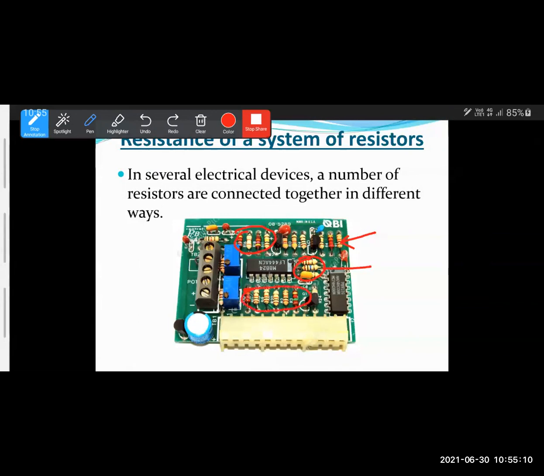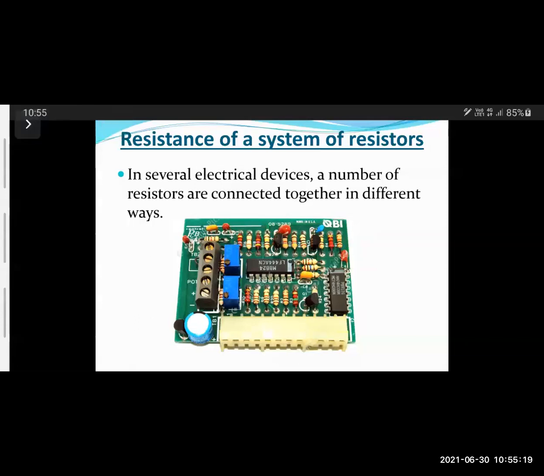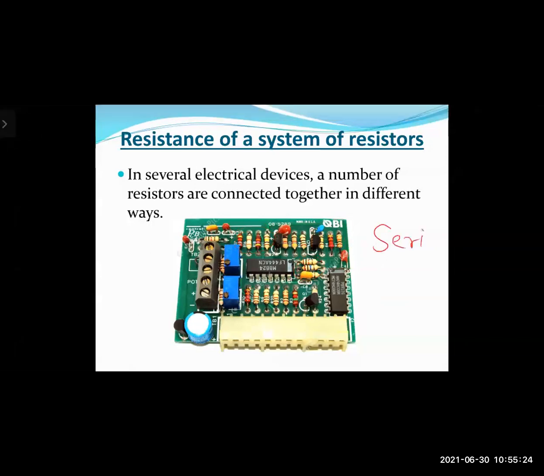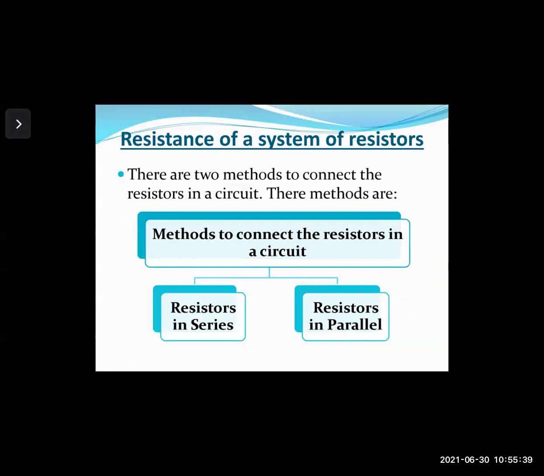So depending upon the requirement of the circuit, you can have various numbers of resistors connected in the circuit. Now there are two main ways by which the resistors can be connected in a circuit. The first one is a series connection, and the next one is a parallel connection. So there are two methods to connect the resistors in a circuit: the first one is the concept of resistors in series, and the second is the concept of resistors in parallel.